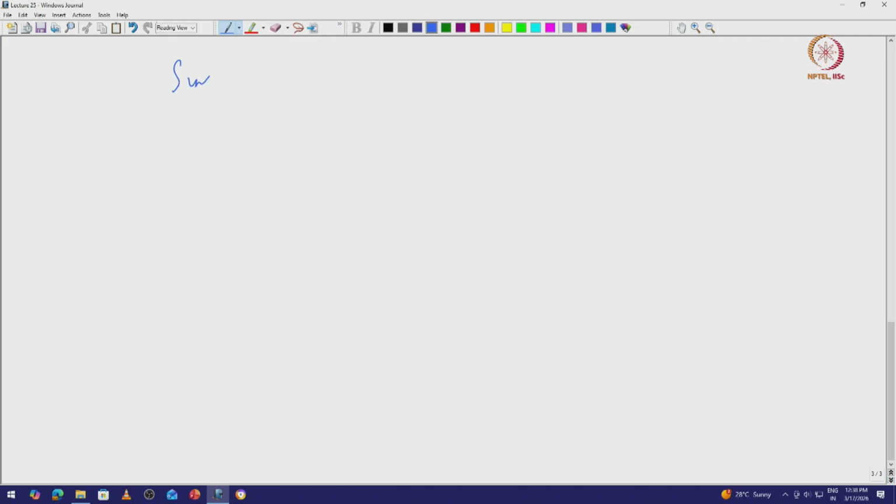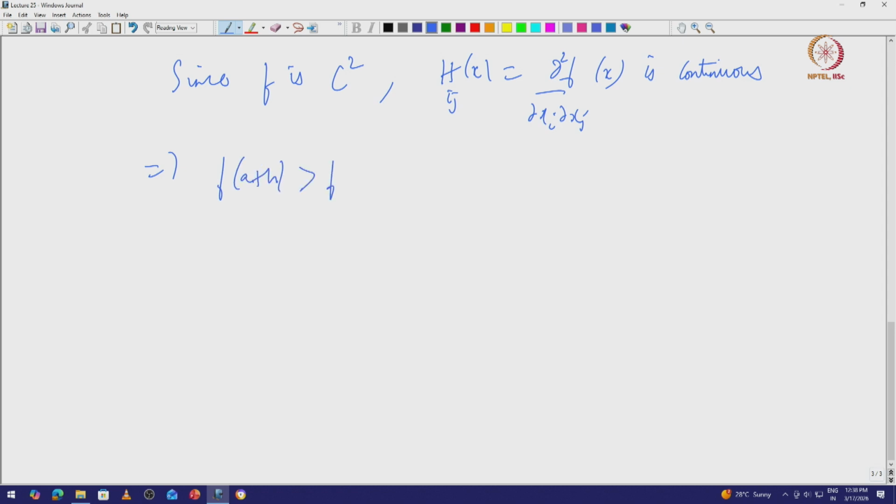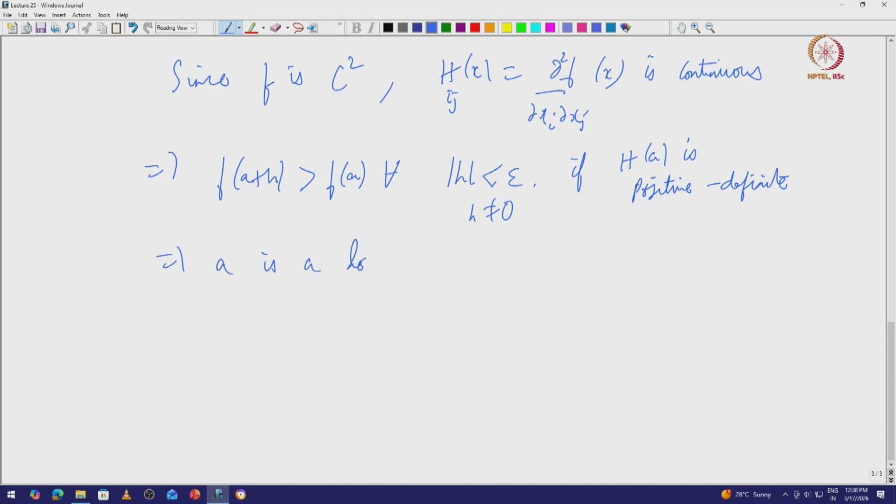So returning back to the proof of the second derivative test, since f is C2, H of x, which is d square f dxi dxj at x, H_ij, is continuous, which means f of A plus h is strictly larger than f of A for all mod h less than epsilon, and h is not 0 if H of A is positive definite, which means that A is a local minimum.